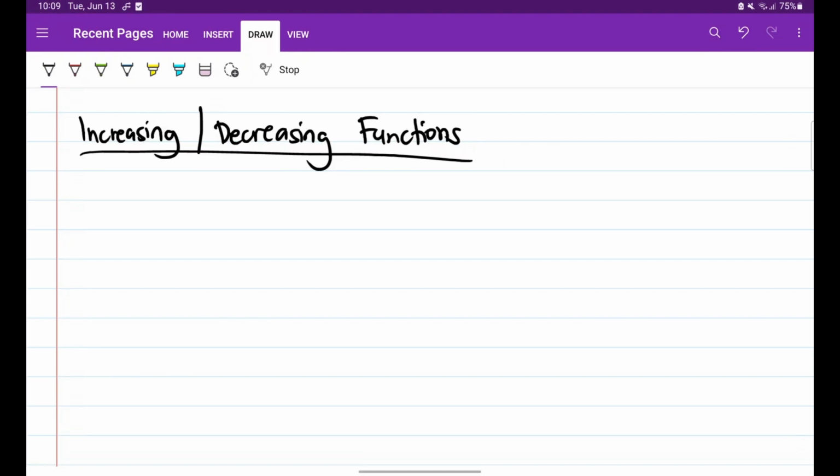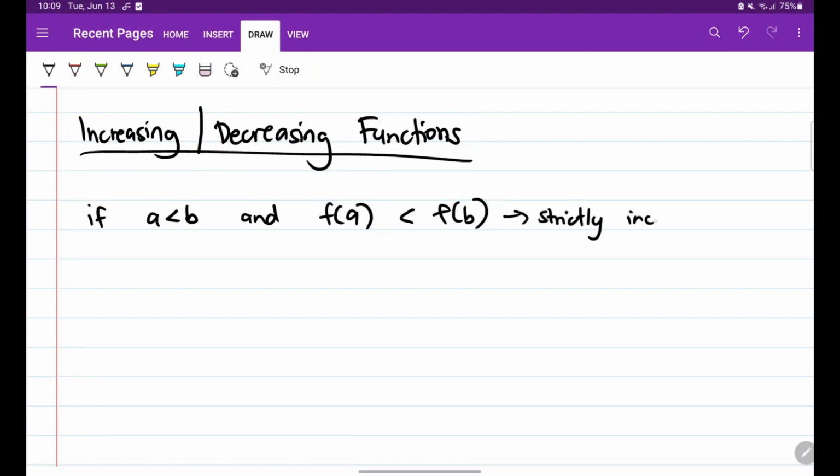Ang increasing function ay pag sinabi mo if you have A is less than B, okay, given in a function within the domain, tama, and f of A is less than f of B, okay, then this is what we call strictly increasing. Okay, so kung imagine mo lang is meron kang value na A less than B, and pag in-evaluate mo yung f of A and f of B, mas malaki pa rin yung f of B, then meaning increasing yung function.